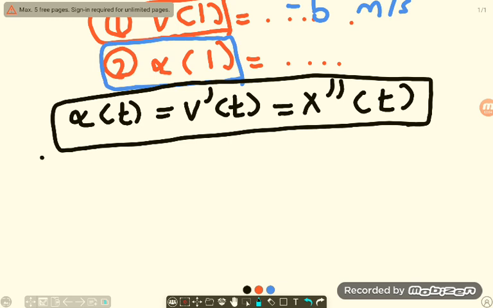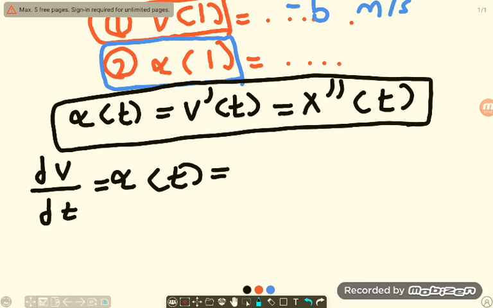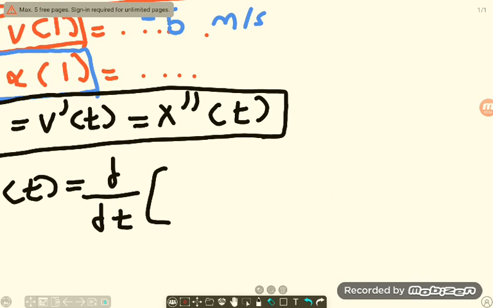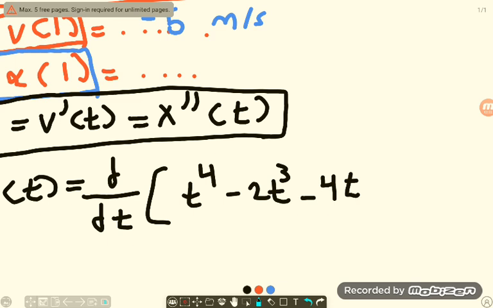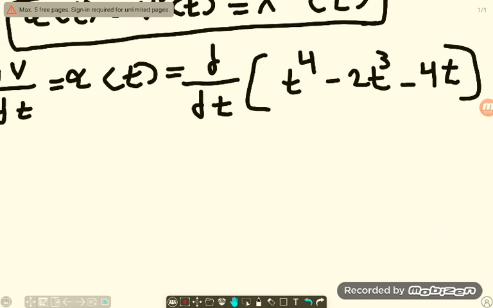So we're going to say that dv with respect to time, well, that's equal to acceleration, which is equal to d/dt of the velocity equation. So t to the fourth minus 2t cubed minus 4t. So we can solve this pretty quickly. You just take the difference rule in here. So that would be the derivative of t to the fourth minus derivative of 2t cubed minus derivative of 4t.